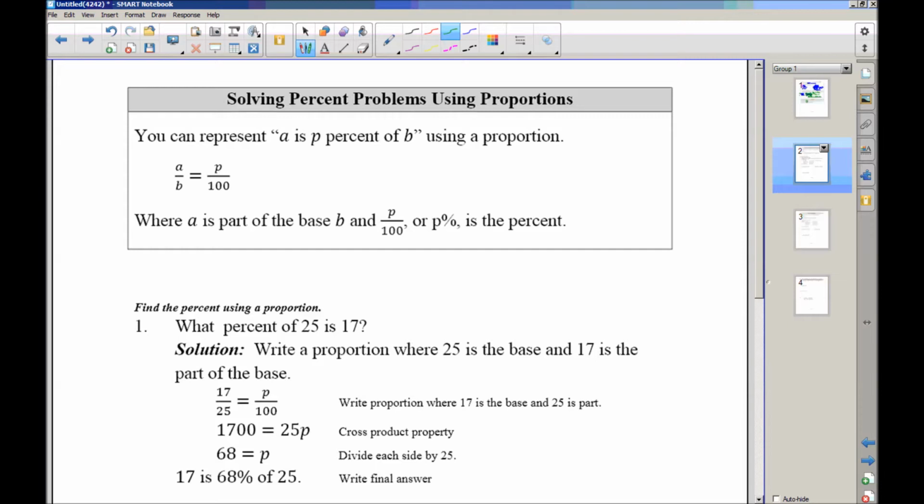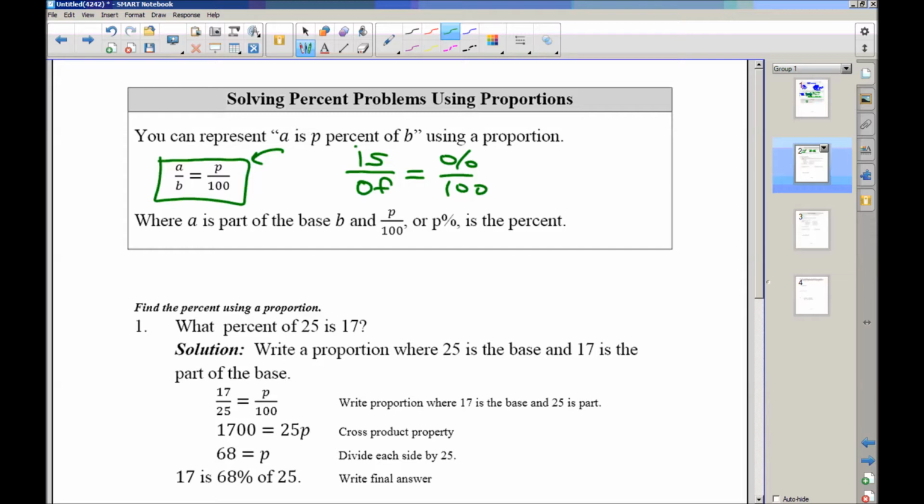All right, you can represent A is P% of B using this proportion: A over B equals P over 100. And you probably learned this in the past. You take the is part and you put it on top. You take the of part, you put it on the bottom. You take the percent part and you put it over 100. So is over of equals percent over 100. I usually use that as opposed to this one if I'm doing the proportion.